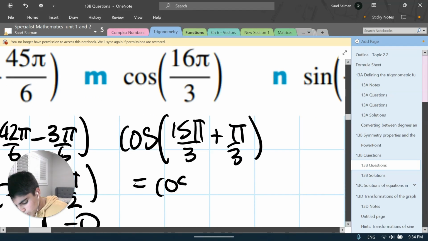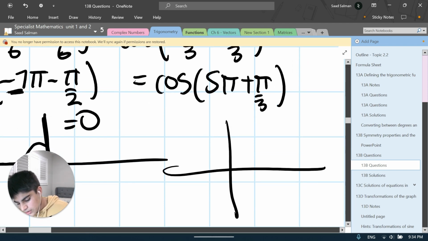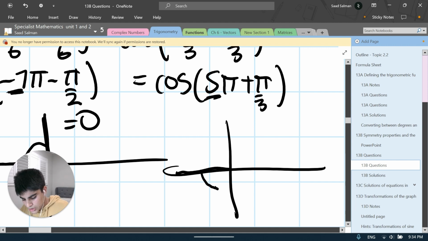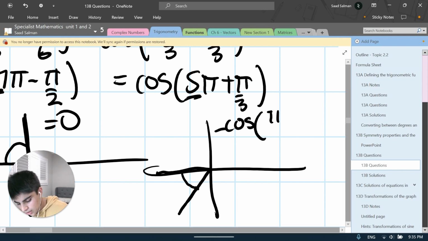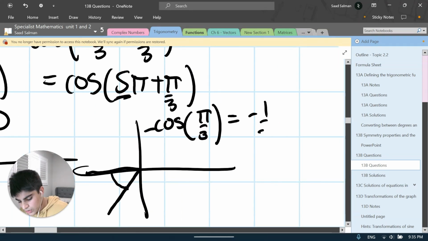Cosine 16 pi on 3 equals cosine 15 pi on 3 plus pi on 3. This equals cosine 5 pi plus pi on 3. Positive coefficient, so we're here, and going in the positive direction, so we're going to be here. Cosine 4 pi on 3. We're in the third quadrant, so this is equivalent to negative cosine pi on 3, which equals negative 1/2.